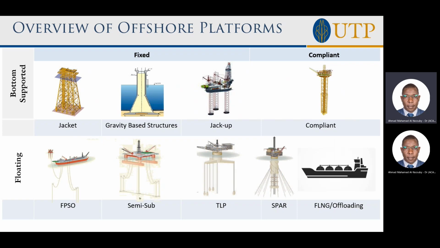So let us have a look into the overview of platforms. The platforms can broadly be classified into two categories. We have the bottom supported structures, which consist of jacket platforms and gravity-based structures. We have the jack-up, and also we have the compliant. The floating platforms consist of FPSOs, floating production storage and offloading, the semi-submersible, the TLP, the spar platforms, the FLNG, and offloading carriers.